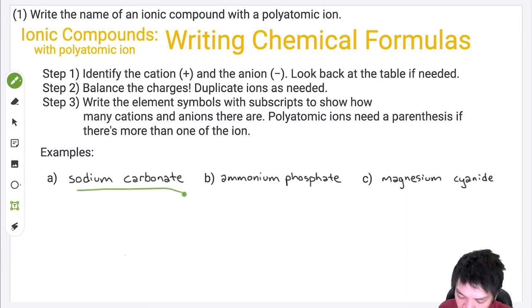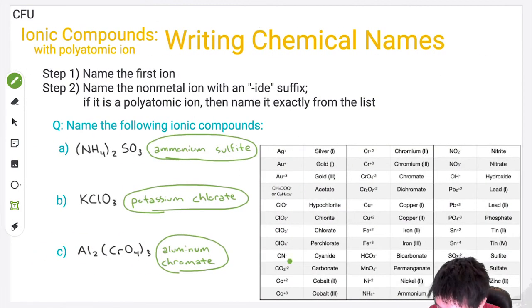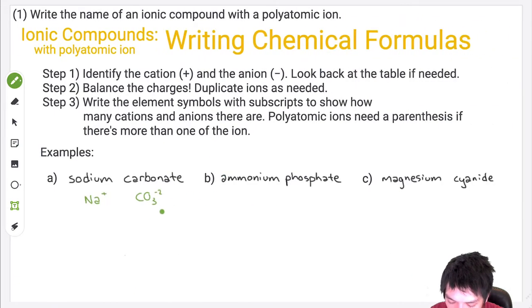Here's the first one. We have sodium, which is Na. Sodium has a positive 1 charge. Carbonate, if you look at the table, is CO3. Carbonate has a negative 2 charge. I'm just going to double check, since we're learning it here. CO3 negative 2 is right here.